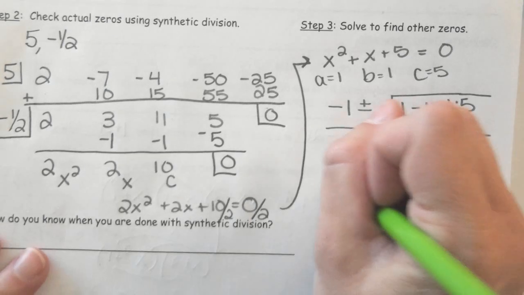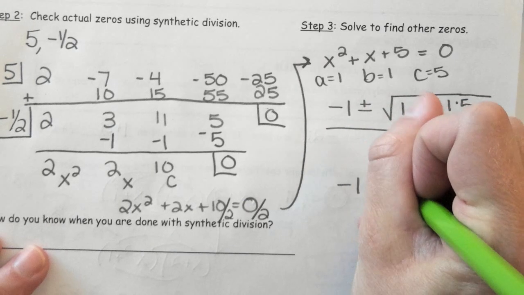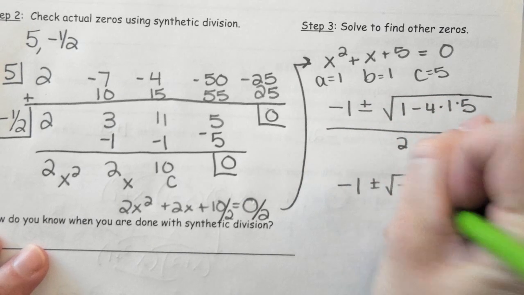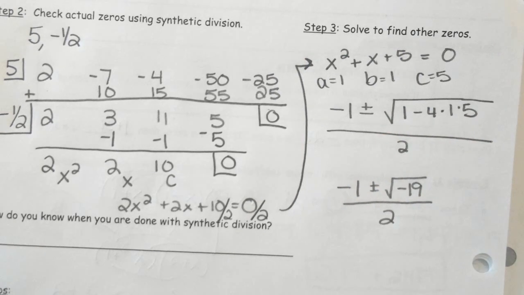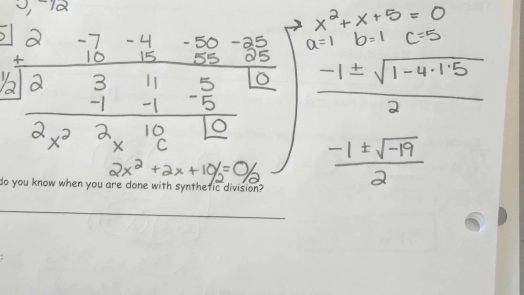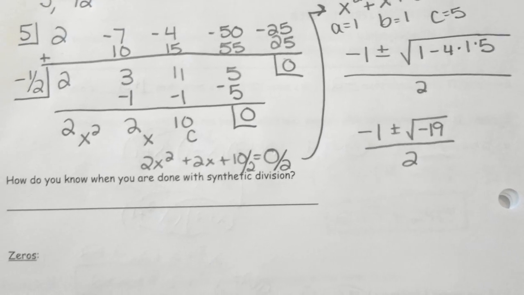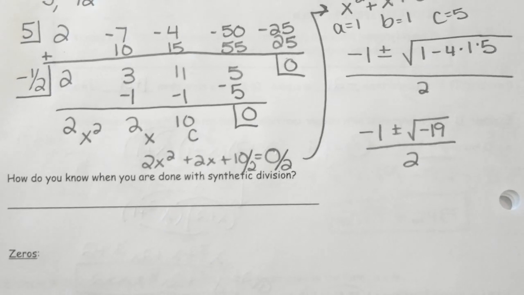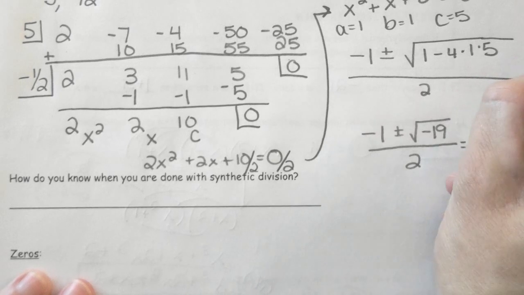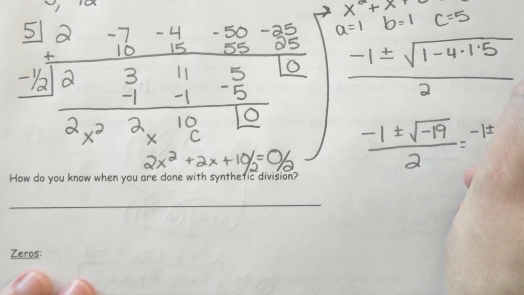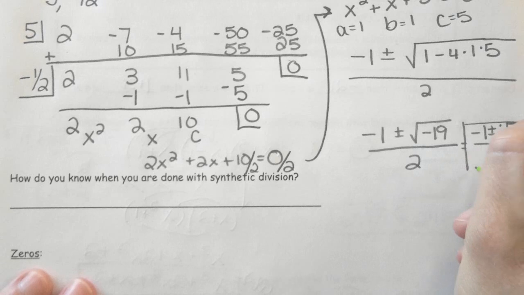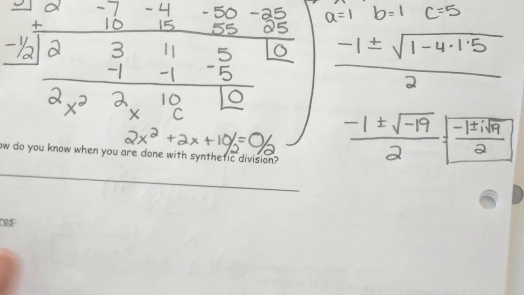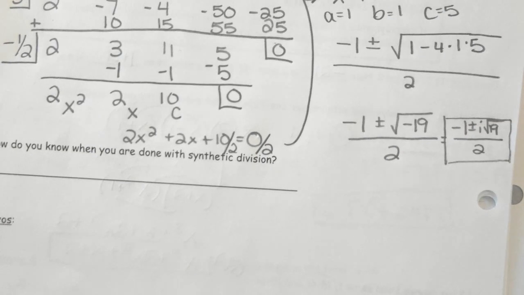Negative. So I've got negative 1 plus minus the square root of negative 19, because this is 1 minus 20, which is negative 19. Now, we're never going to leave negatives under the root. That's a no-no. What should I bring out front? An i. So negative 1 plus minus i root 19 over 2. Is there any more simplifying that can be done here? No. There are 2 solutions embedded in here. Agree? With the plus minus.